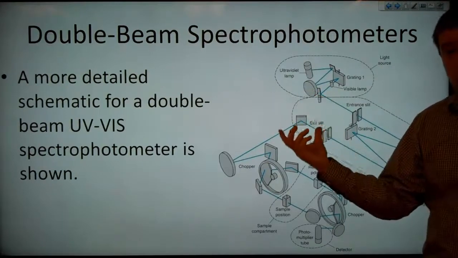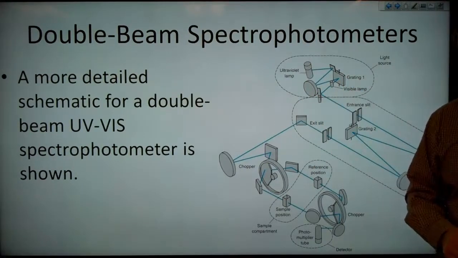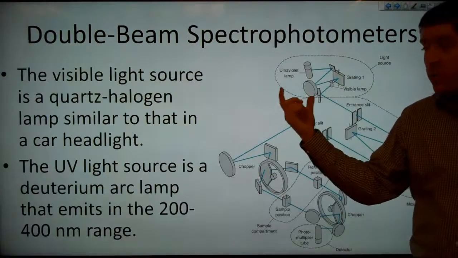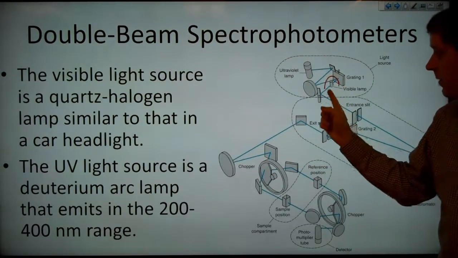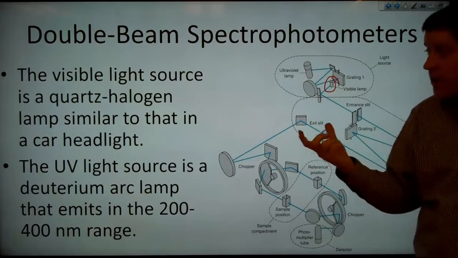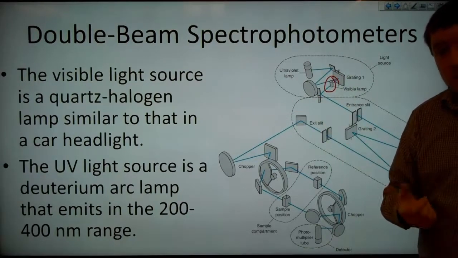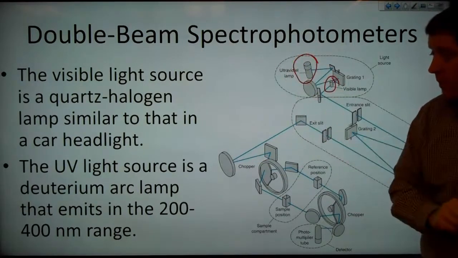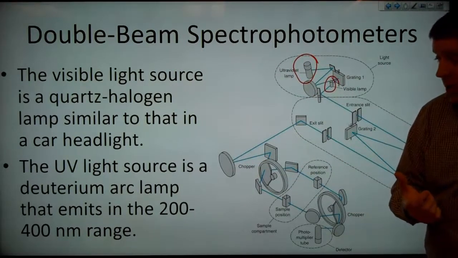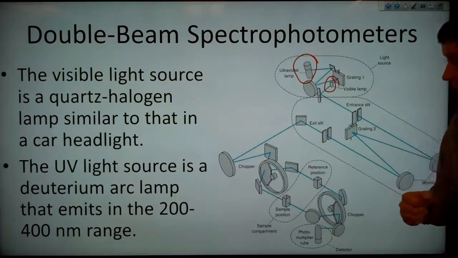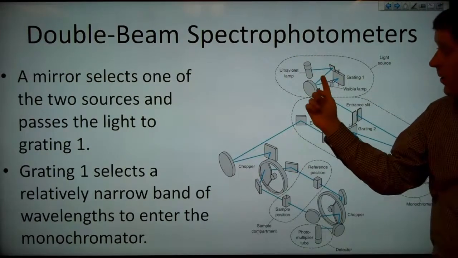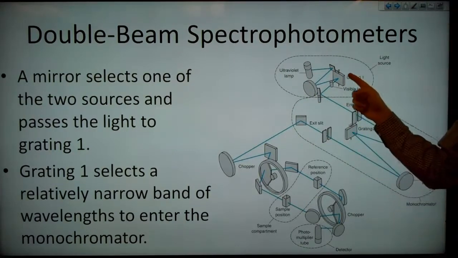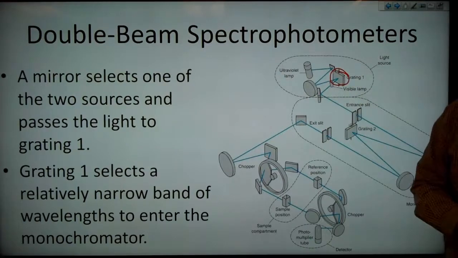So a more detailed schematic of a double beam UV-Vis spectrophotometer is shown here. So our visible light source, which is here, is a quartz halogen lamp similar to that used in some car headlights. And the ultraviolet light source, which is over here, is a deuterium arc lamp that emits in the 200 to 400 nanometer range. Now, a mirror here selects one of our two sources and then passes the light to grating 1, which is there.